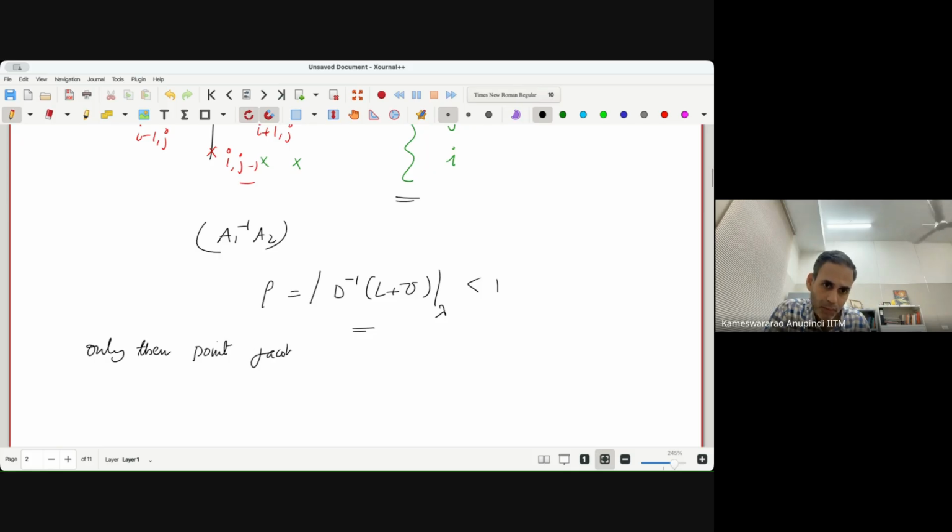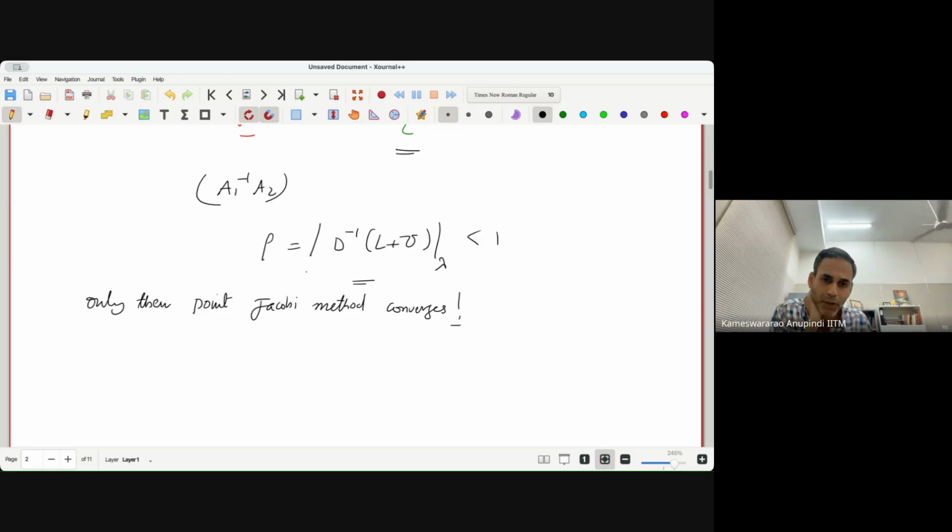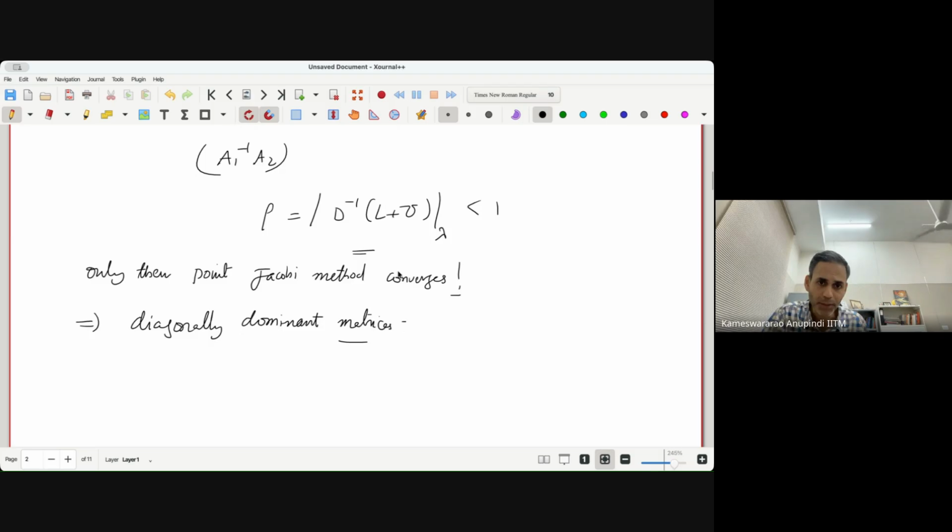Point Jacobi method converges. It appears that for several sets of matrices this condition is true, including diagonally dominant matrices. So if you have a diagonally dominant matrix, then it satisfies that the eigenvalues of D inverse times L plus U are less than 1, and essentially the point Jacobi method converges.